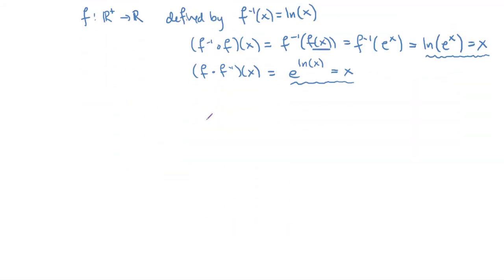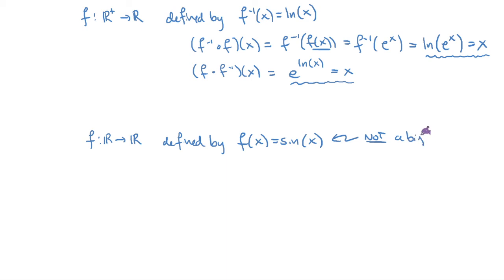Another interesting example is from trigonometry. If you look at the function f from R to R, defined by f of x equals sine of x, this by itself is actually not a bijection. Why not? There are lots of distinct inputs that have the same output. One way you could visualize that is by looking at the graph of sine. If you graph this thing, there are many inputs that have the same output.